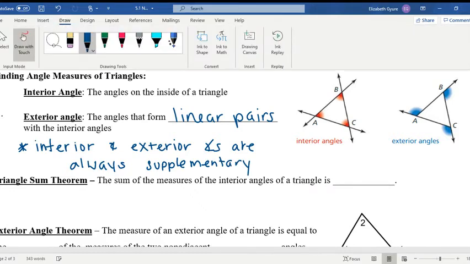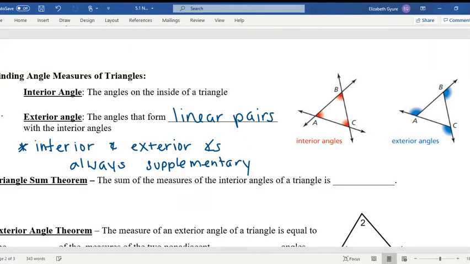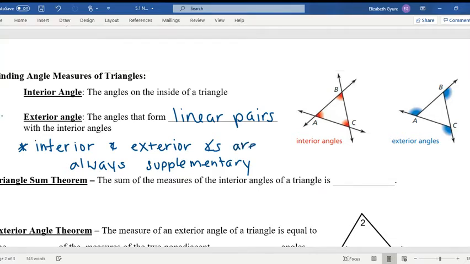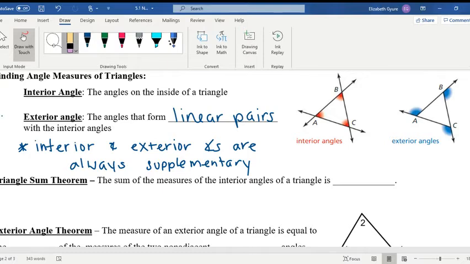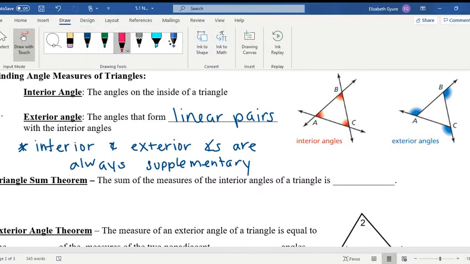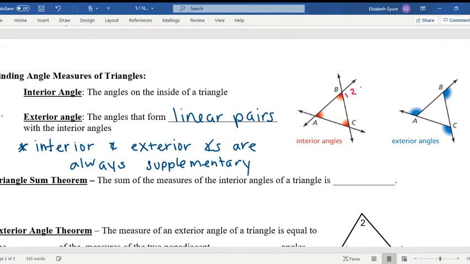So the interior and the exterior angles are always going to be supplementary, which is going to help us when we're sometimes finding angle measurements, because sometimes you'll need to use one to find the other. So for example, what that would mean here is if I told you this exterior angle was 120, the interior one would have to be 60.